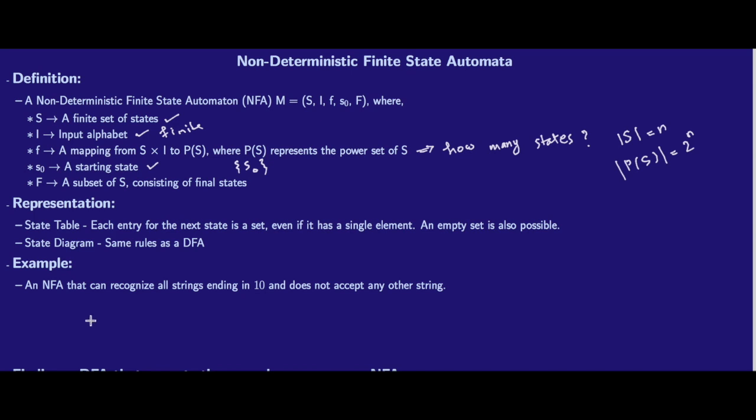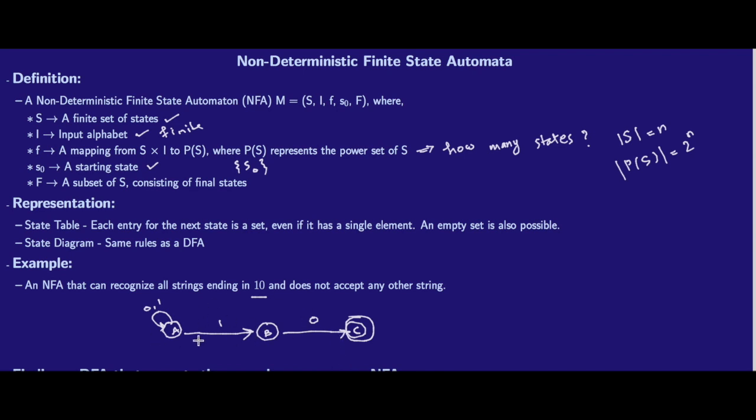Suppose we have a finite state automaton which has to recognize all the strings which end in 10, and it does not accept any other string. So this is my starting state, and these are my three states: A, B, C, with transitions labeled 1 and 0, and 0 and 1. And this is my final state. Note that there is a single transition from A to B for 0, but there are two transitions from A for an input of 1. There is one transition which ends at A, and another transition which ends at B.